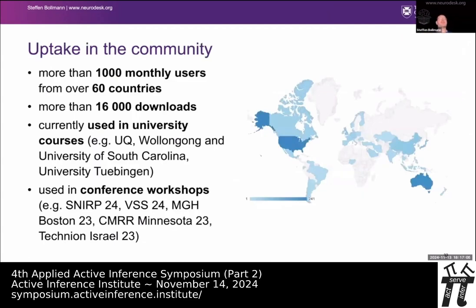So the uptake in the community is pretty impressive. And we saw really big growth over the last years. We have more than 1,000 monthly users on our systems. They come from over 60 countries, so really worldwide adoption. We see that more than 16,000 people downloaded our main software container that provides a lot of these things.